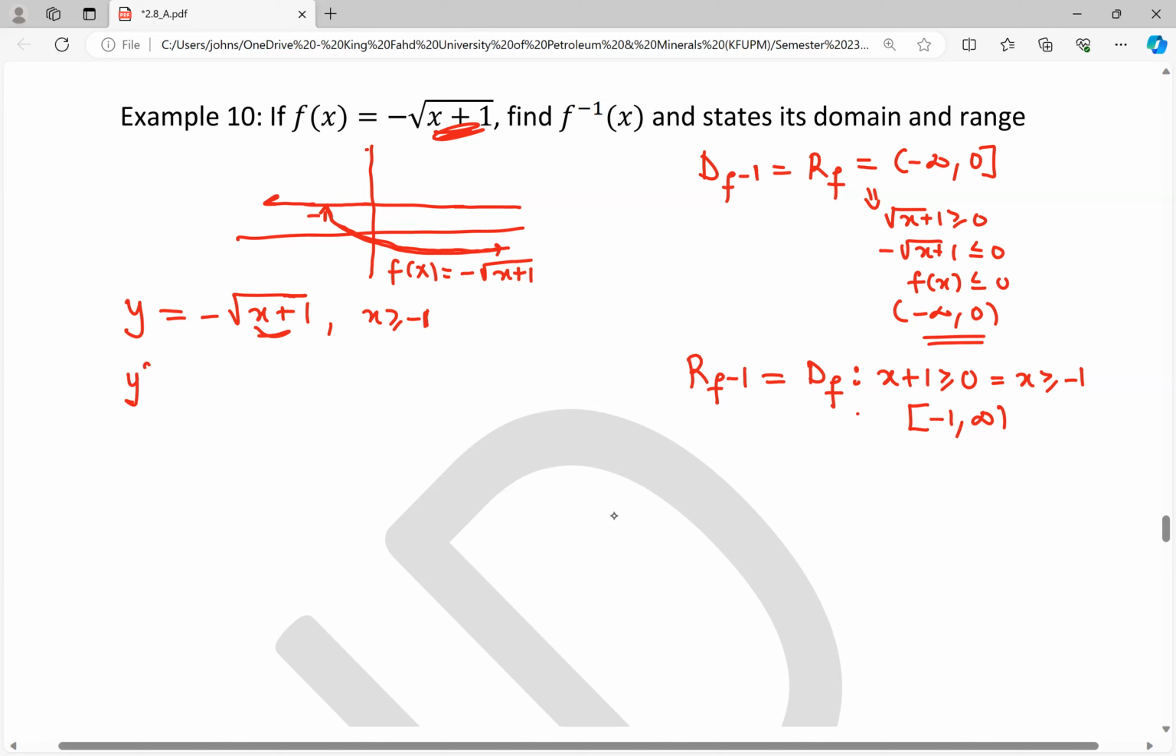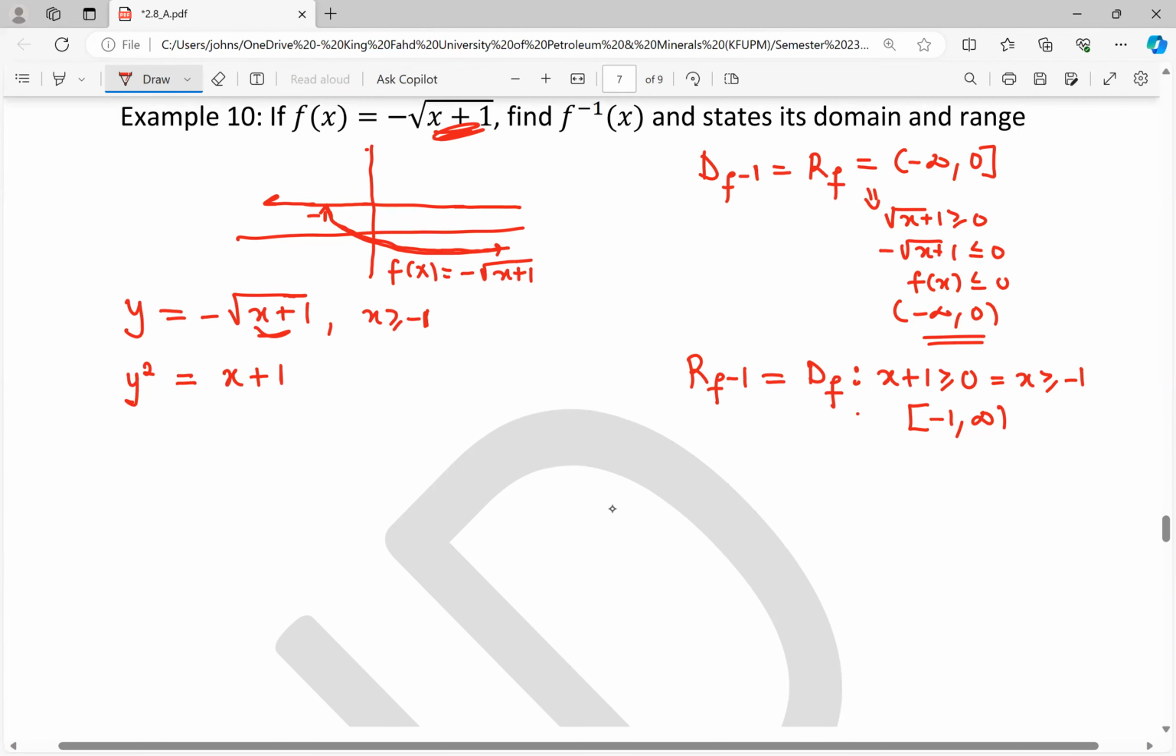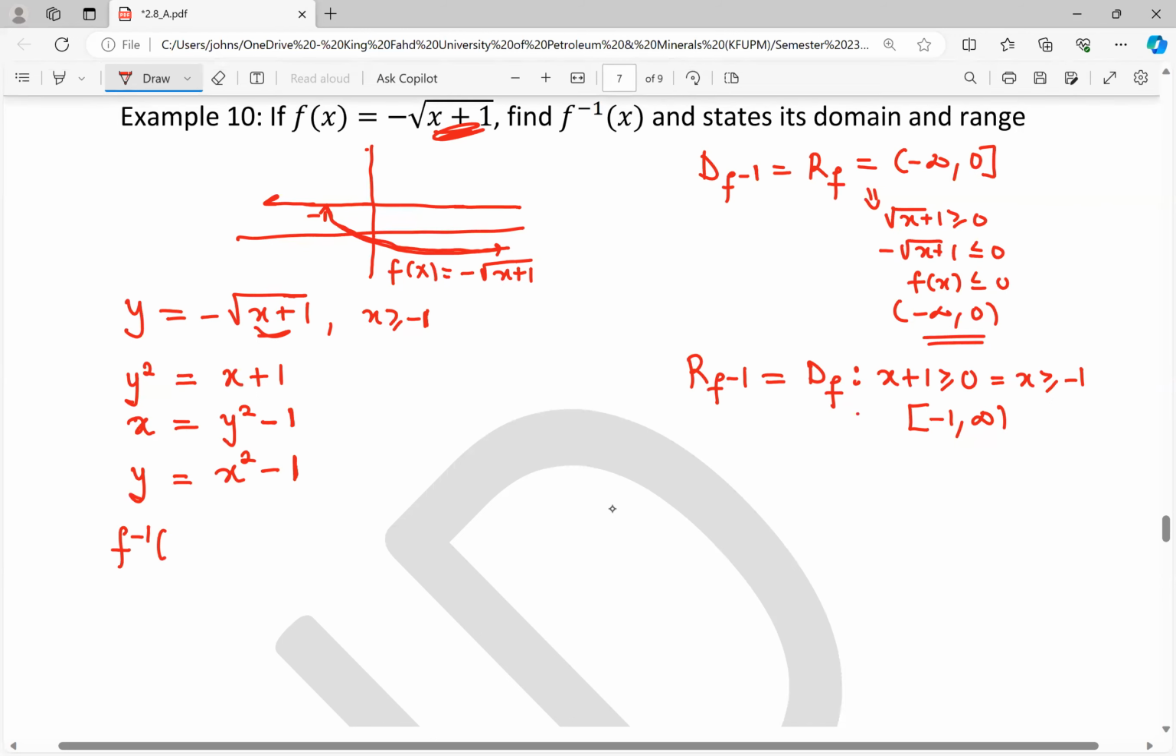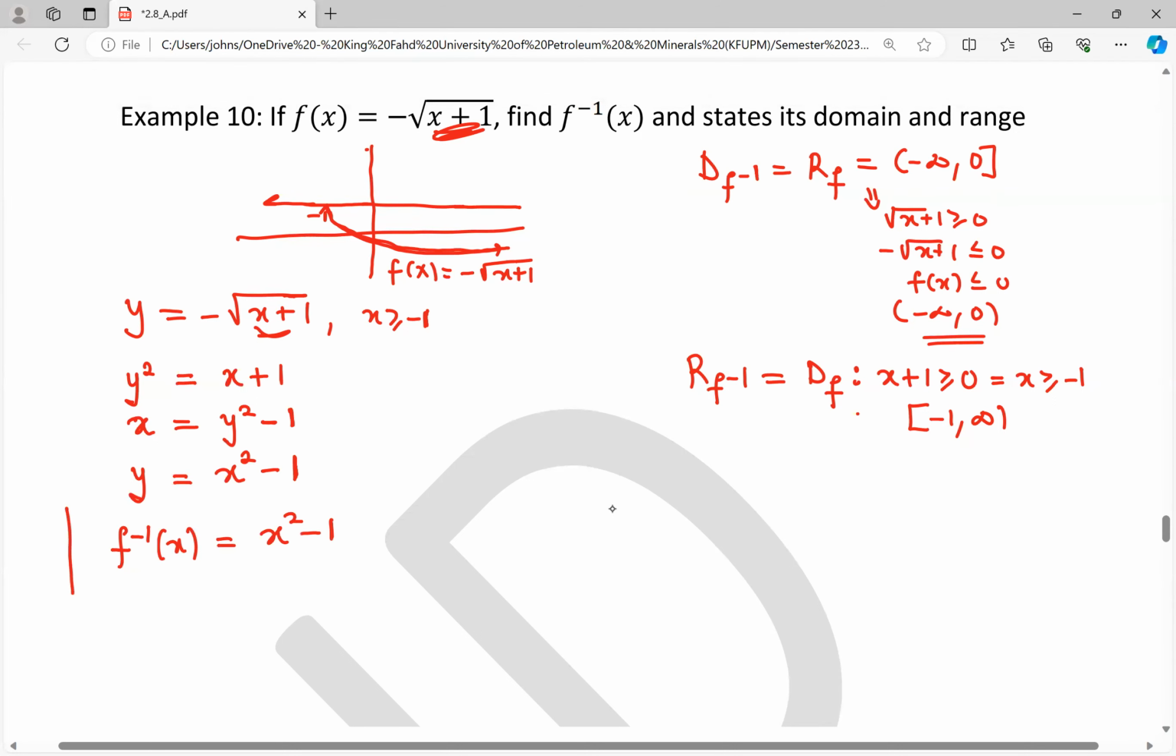We can square both sides. If you square both sides, this will just go. So this will just be x plus 1. And then x is what? Is y squared minus 1. Then we can interchange x and y so that you have y is x squared minus 1. So it means that f inverse of x is equal to what? x squared minus 1. Okay.